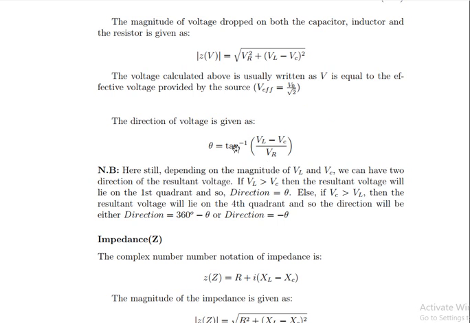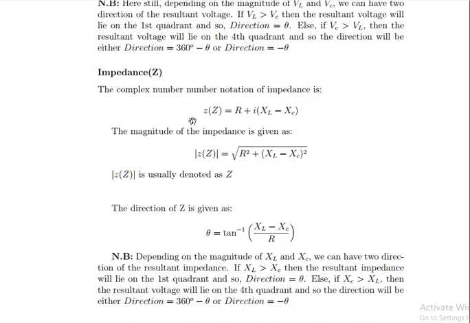Now you need to know that this is going to lie either in the first quadrant or in the fourth quadrant, depending on the values of VL and VC. If VL is greater than VC, then the voltage is going to lie in the first quadrant, and the direction is going to be equal to theta. Now in the case where VC is greater than VL, it's going to lie in the fourth quadrant, and the direction is going to be equal to 360 degrees minus theta, or the direction is going to be equal to negative theta.